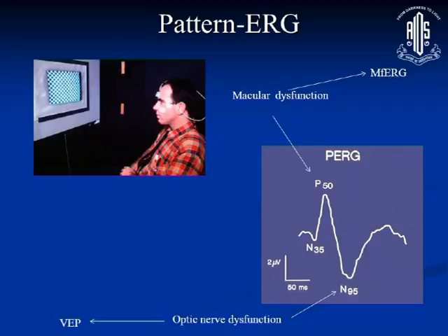Now, pattern ERG, as we mentioned in the first slide, helps us to screen when we have a confusion whether it's a macular dysfunction or an optic nerve dysfunction. The pattern ERG helps a lot. The first waveform is the positive wave, P50, which comes at 50 milliseconds. If there's an abnormality in P50, there's a macular dysfunction, and we straight away go for a multifocal ERG. And if there's something wrong with the N95, then it's an optic nerve dysfunction, and then we have to do a VEP.